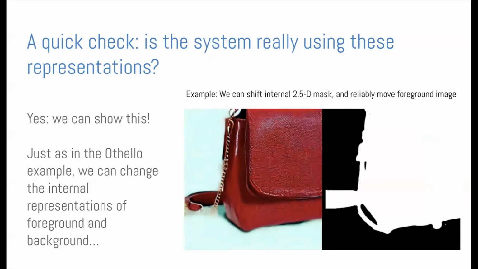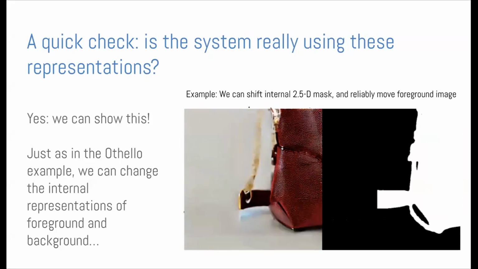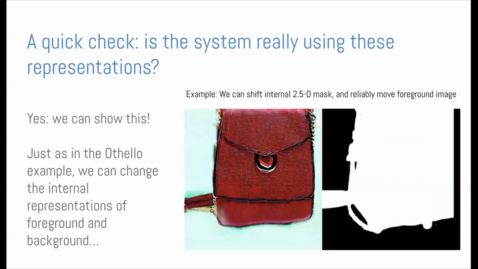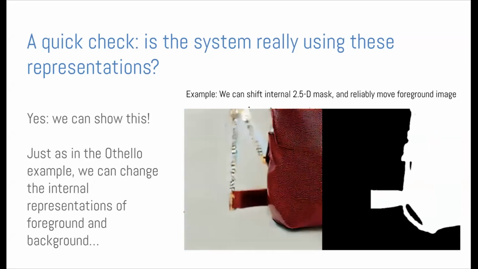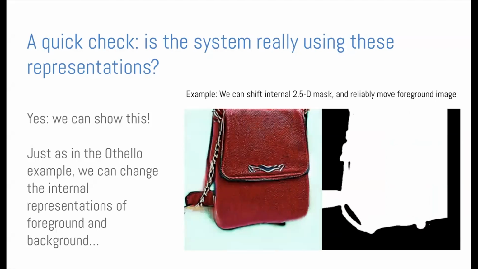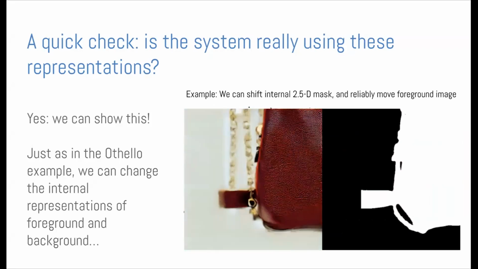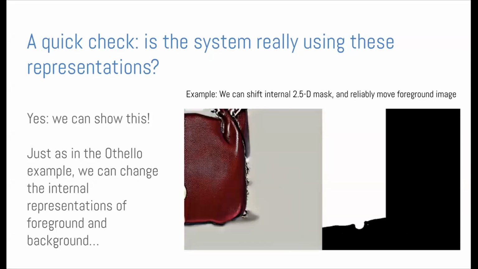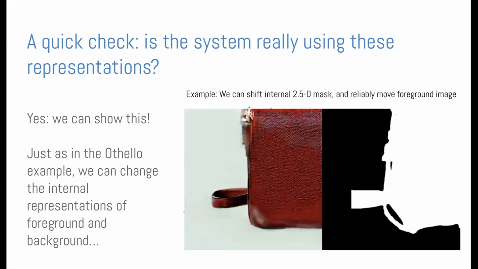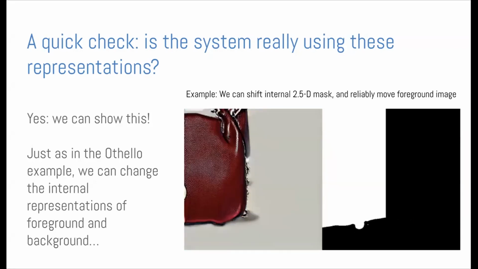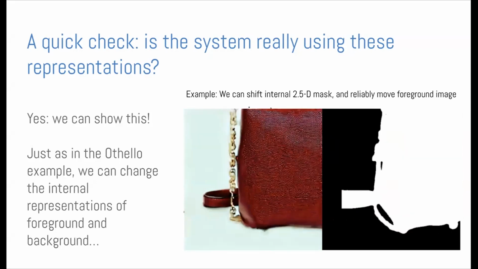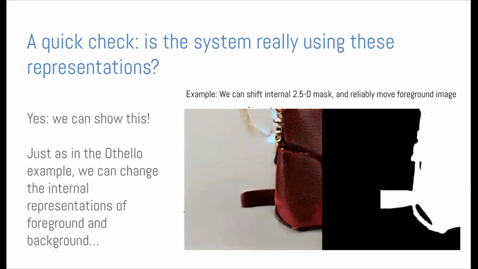And so what you see here is we took an example of, I think, a generated purse, and it created this foreground-background image. And then what we can do is intervene during inference and flip what's foreground and what's background, to move the foreground from left to right. And you can see that when we do that, sure enough, the output creates this purse moving from right to left.